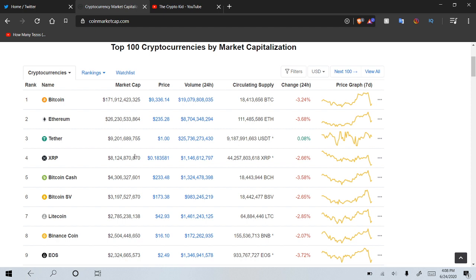But XRP, what do I think it's going to go to? I personally think by 2021, it will at least see Ethereum's market cap, which is $26.2 billion. I think Ethereum's probably going to end up going up to 70, maybe even cracking the $100 billion market cap. I just think that makes sense once Ethereum 2.0 launches. Who knows where that's going?